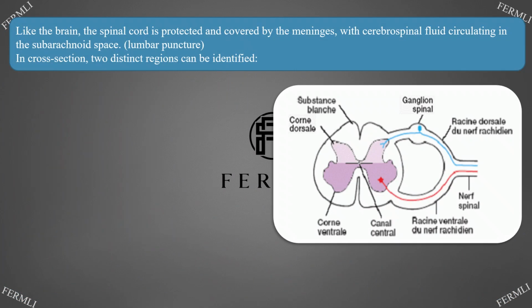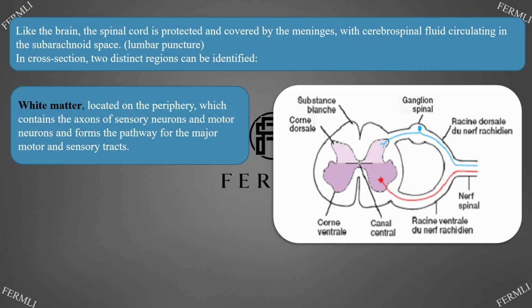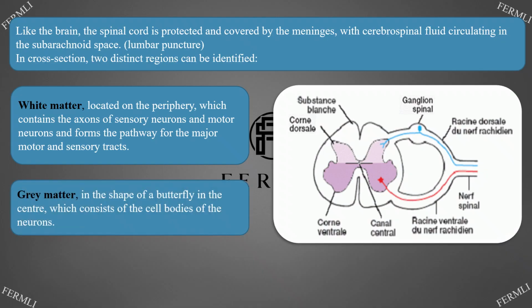Like the brain, the spinal cord is protected and covered by the meninges, with cerebrospinal fluid circulating in the subarachnoid space. Lumbar puncture. In cross-section, two distinct regions can be identified. White matter, located on the periphery, contains the axons of sensory neurons and motor neurons, and forms the pathway for the major motor and sensory tracts. Gray matter, in the shape of a butterfly in the center, consists of the cell bodies of the neurons.